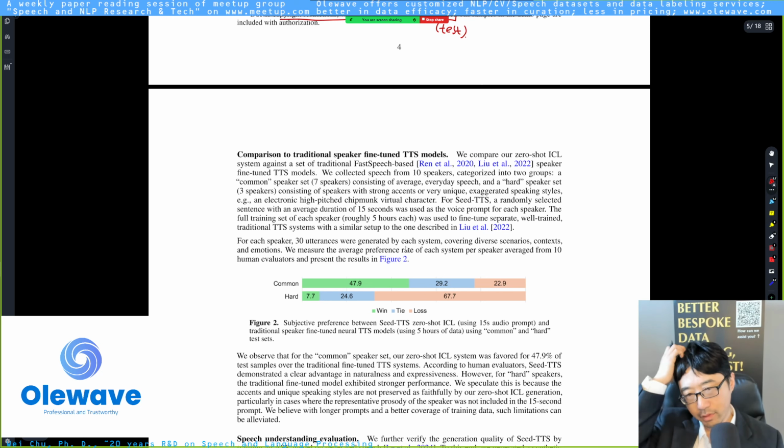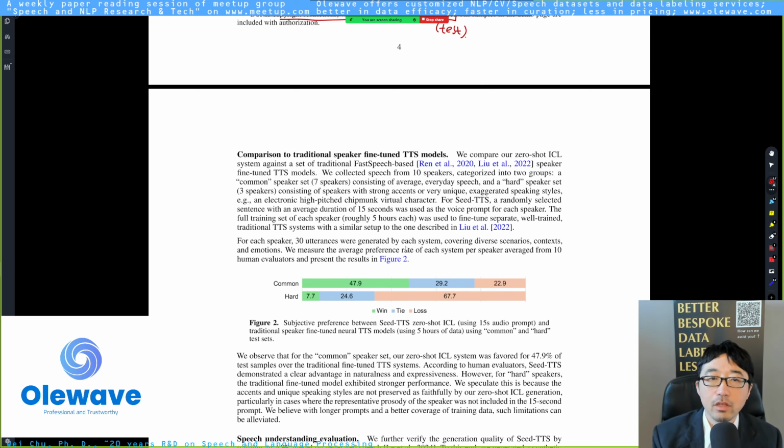Okay, they are conducting an unfair comparison. They're comparing against the traditional speaker fine-tuned TTS model. In the zero-shot TTS model, zero-shot in ICL, you have 15 seconds of audio and you generate the voice, right? Like they showed here. That's their setting. And in the traditional speaker fine-tuning, they're using roughly 5 hours of data to fine-tune the TTS model.